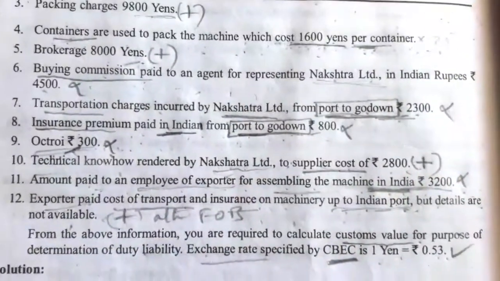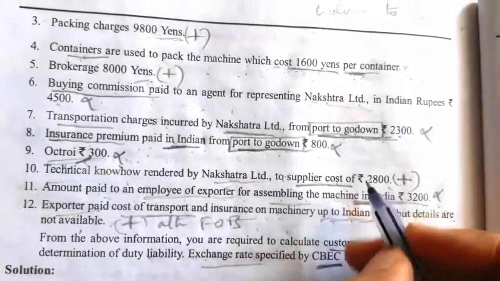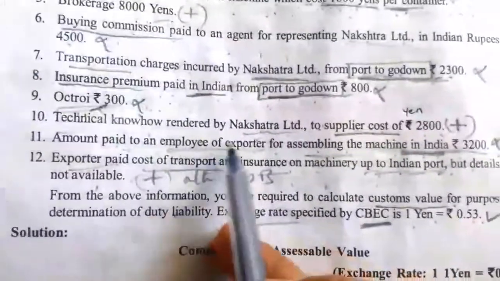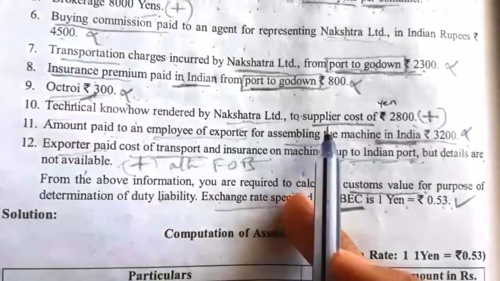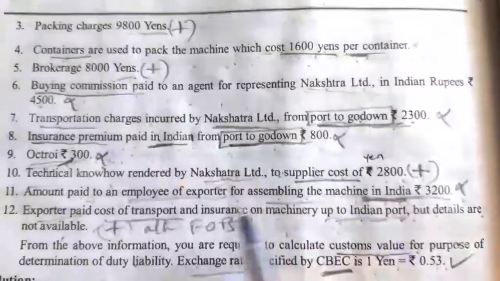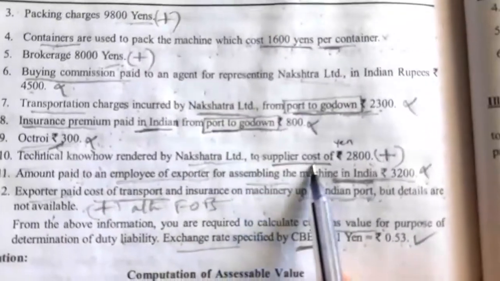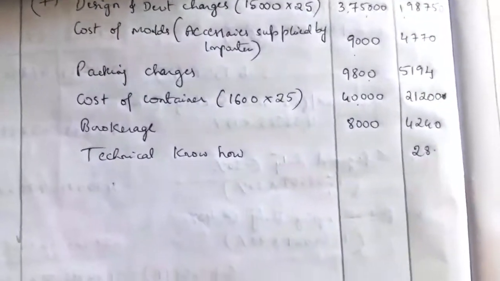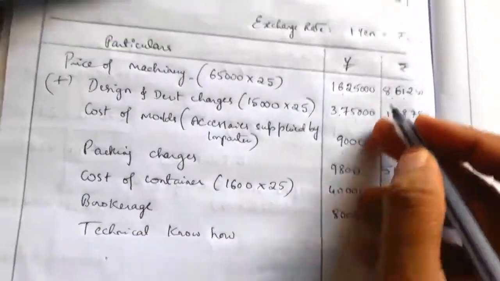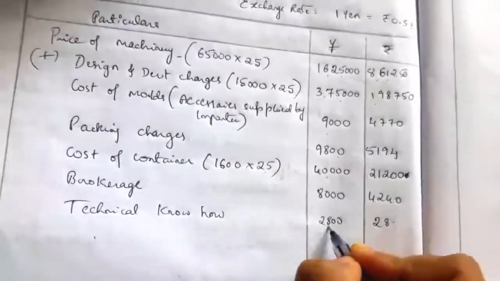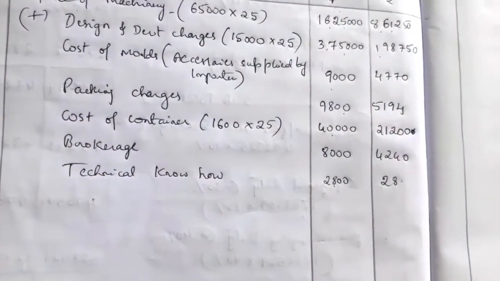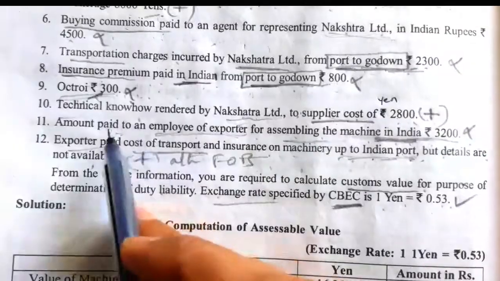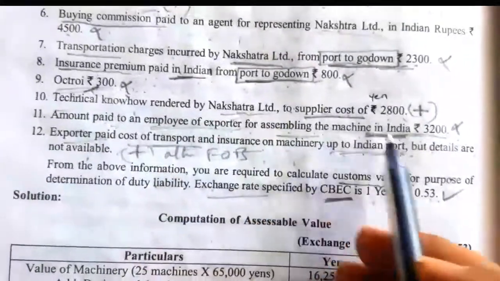Next one, technical know-how rendered by Nakshatra Limited to supplier, cost. Right, here it is yen, 2,800. So the technical know-how rendered by Nakshatra Limited to the supplier costs yen 2800. We have to take it under before FOB. Technical know-how yen value 2800 we have to take. So multiply 2800 into 0.53, which is equal to 1484.